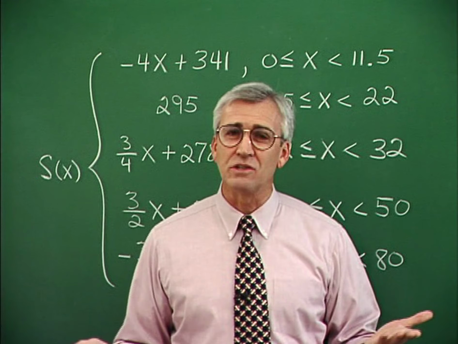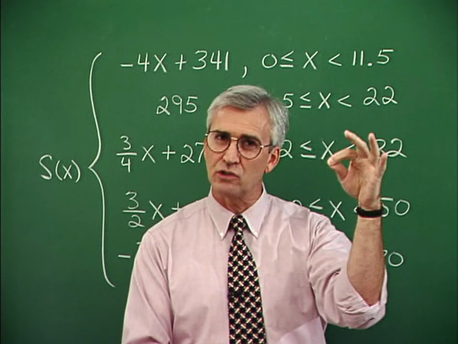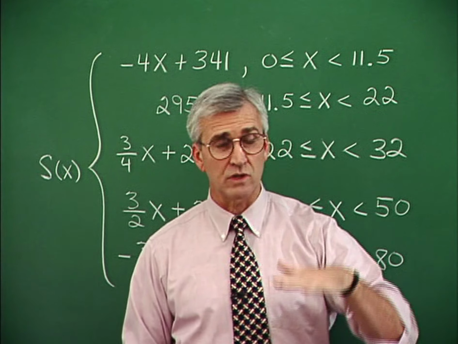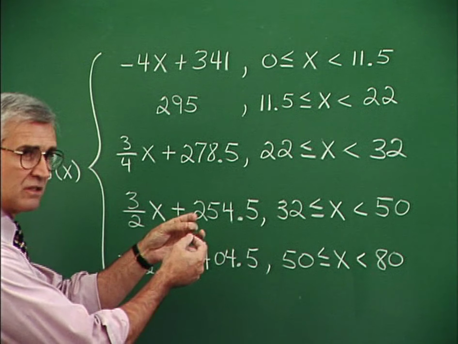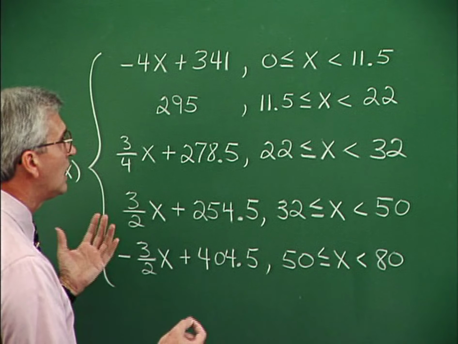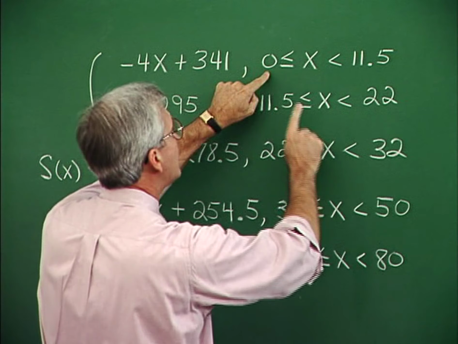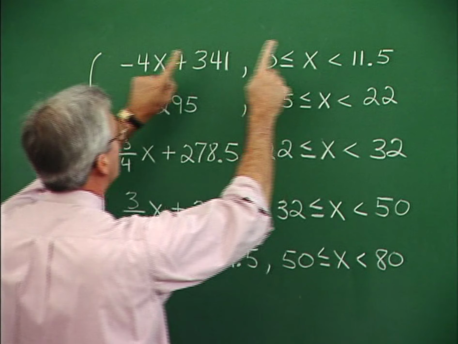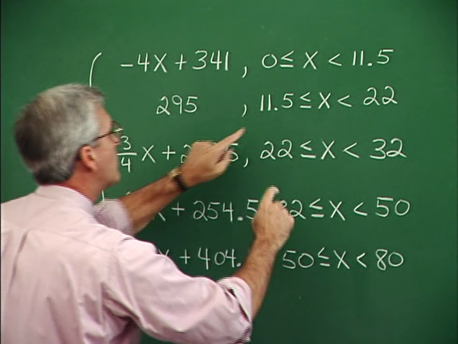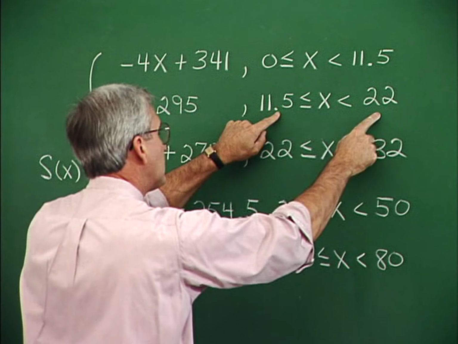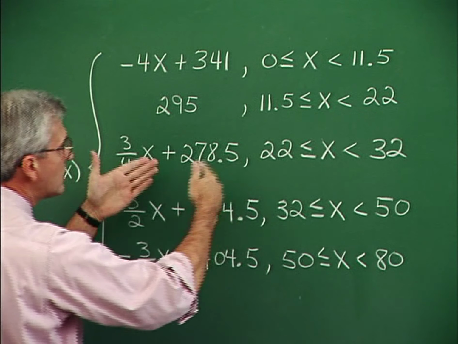But what we want to do here is make the calculation of the average speed of sound within a certain interval of altitude, an altitude range, from 0 to 80 meters. Now, the speed of sound can be modeled within that interval, 0 to 80 meters altitude, like this. This is a piecewise function, and when x, the altitude, is between 0 and 11.5 meters, we can model the speed of sound with this linear equation. And when the altitude is 11.5 meters to 22 meters, it's 295 meters per second, and so on, and you can see the various calculations.